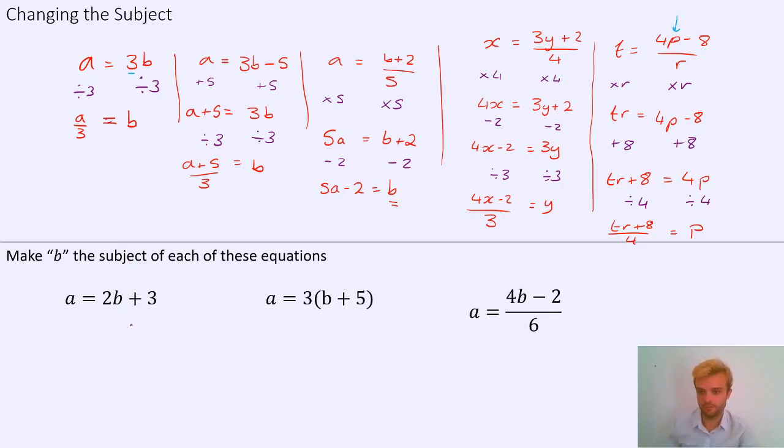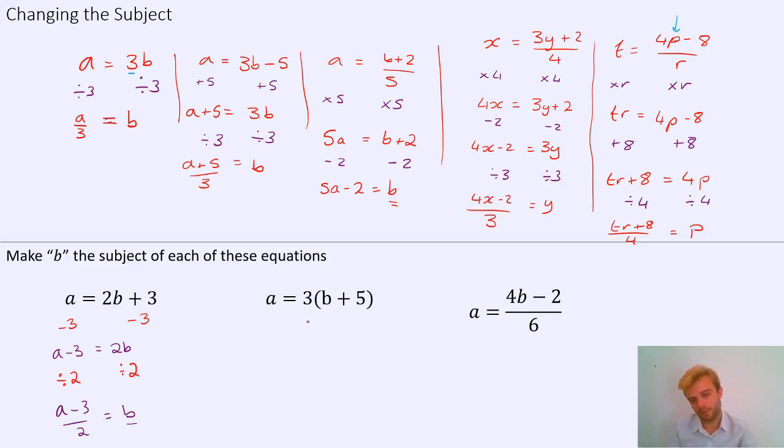This first one's the more straightforward type because we don't have to do much dividing or anything at the beginning. We're going to take away 3 to give us a minus 3 on the left equals just 2b. And to get b by itself, I don't want to divide by b. I want to divide by 2 because we've got 2b. I don't want 2b, I just want 1b. So we've got to divide both sides by 2, leaving me with (a minus 3) over 2. And 2b divided by 2 is just b. So now b is the subject.